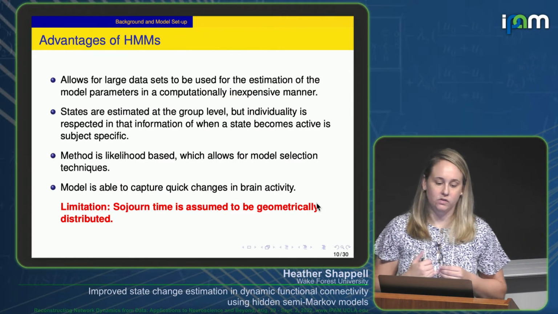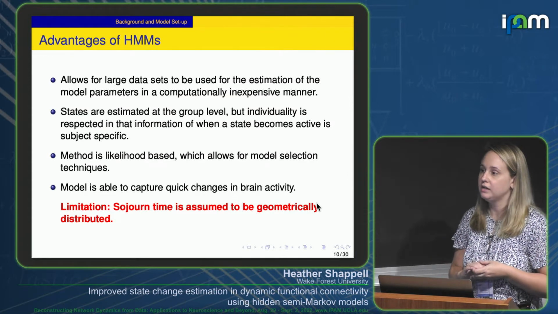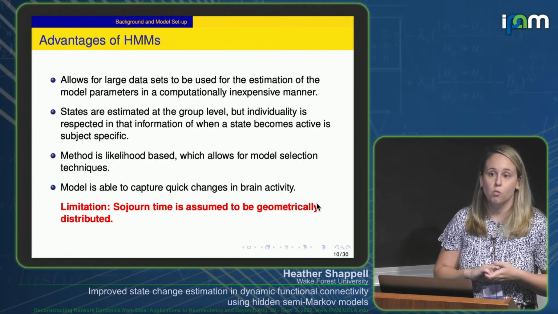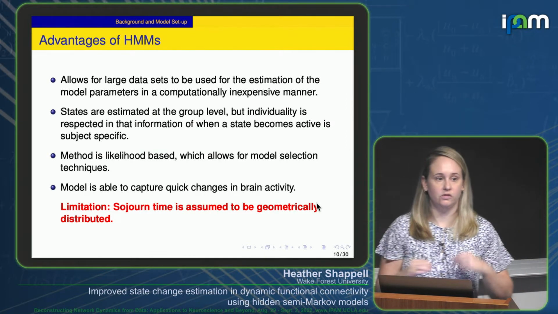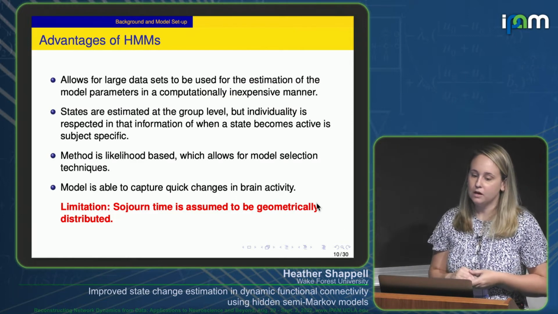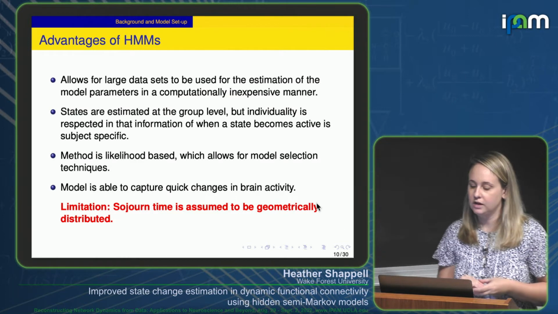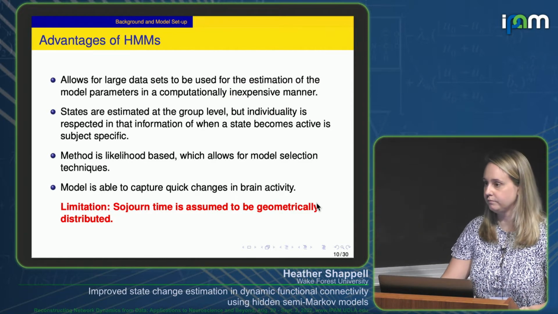Also, the nice thing is the method is likelihood-based, which allows for model selection techniques such as what is the most optimal number of states for this group of people? Like, is it 6, is it 7, 8, whatever. And the model, unlike the sliding window approach, is able to capture quicker changes in brain activity.